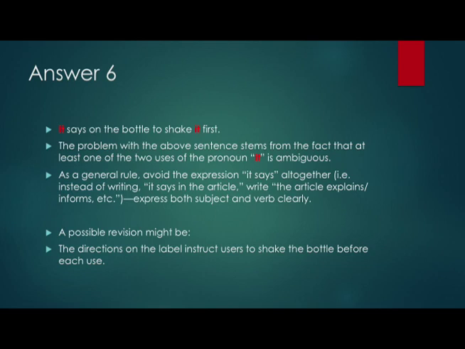So instead of saying it says in the article, and I read this in student papers almost every time I grade an assignment, the alternative to more accurately state this would be the article explains, the article informs. You can refer to the authors explaining something, but avoid the pronoun it. It says. So always strive to express both the subject and the verb clearly.